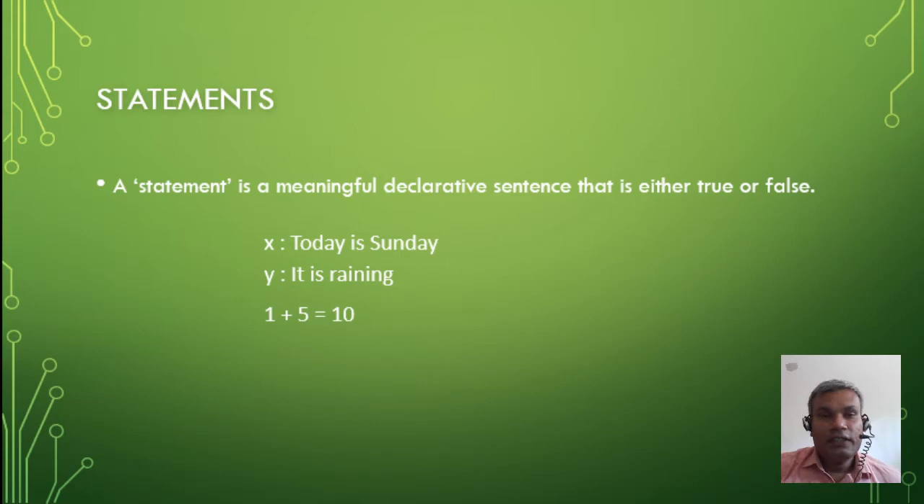First, let us learn about something called a statement. A statement is something that can be either true or false. For example, you can have a statement saying today is Sunday. So it can be either true or false. You can have mathematical statements as well. Here you can see 1 plus 5 is equal to 10. Now it's a false statement, but still it's a statement.